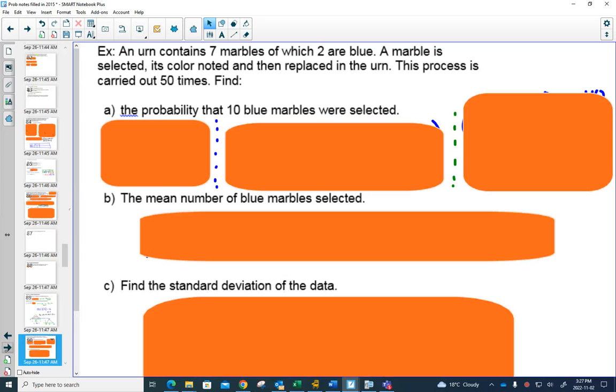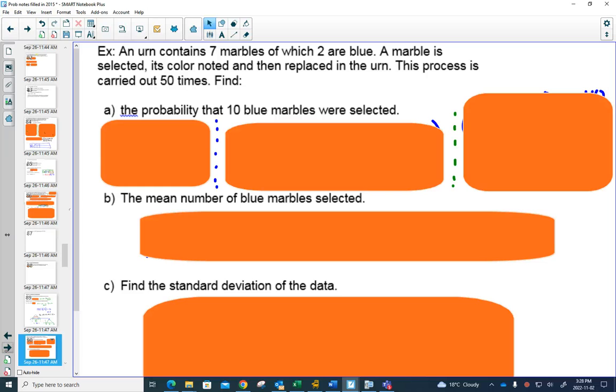Ooh, an unearned question. What do you think? We have time to at least start it and think about it. An urn contains 7 marbles, of which 2 are blue. A marble is selected, its color noted, and put back in. You do this 50 times. You're having a great day. Find the probability that you selected 10 blue marbles.